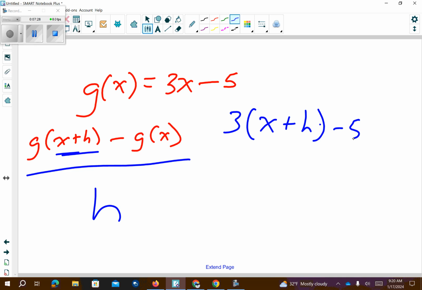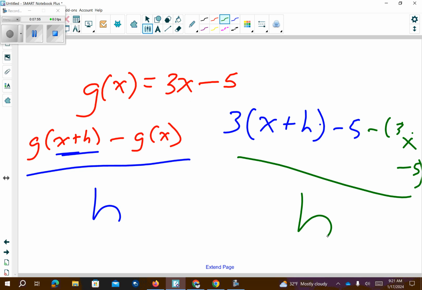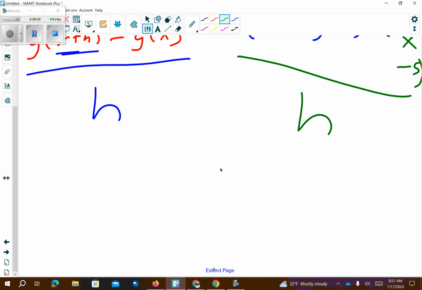Then I'm going to subtract whatever g at x is. G at x was 3x minus 5. So I'm going to go minus 3x minus 5. And then it's all going to be divided by h. Okay? So I'm going to extend the page so we can see it.